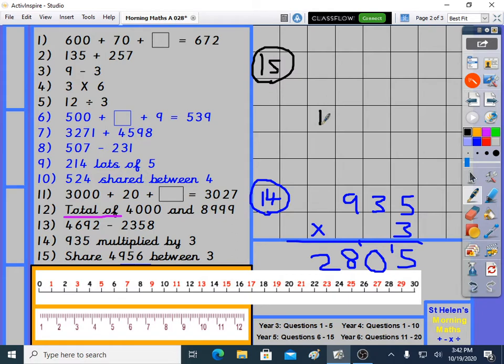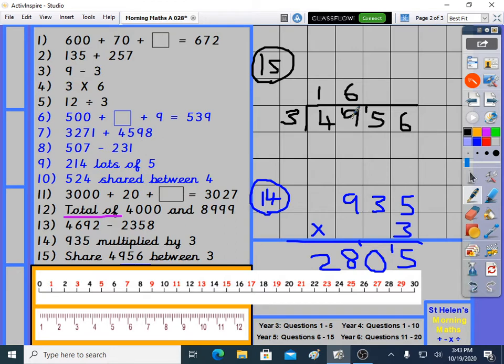Share 4,956 between 3. How many 3's in 4? 3 is just 1. Carried a 1. How many 3's in 19? 3, 6, 12. Start again. 3, 6, 9, 12, 15, 18. I can get 6 3's into 18, but that's 19, so remainder 1.